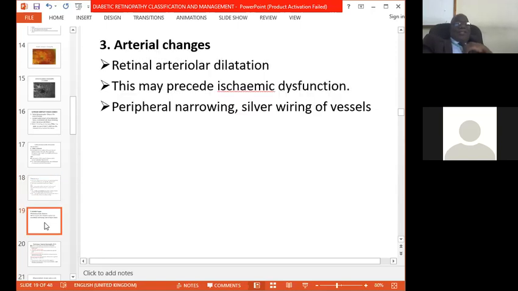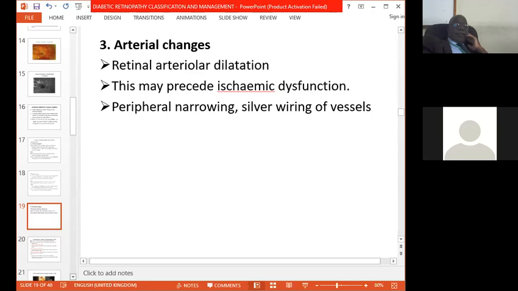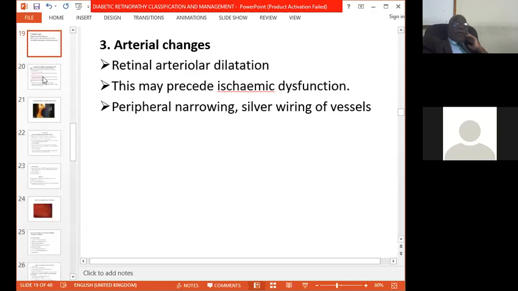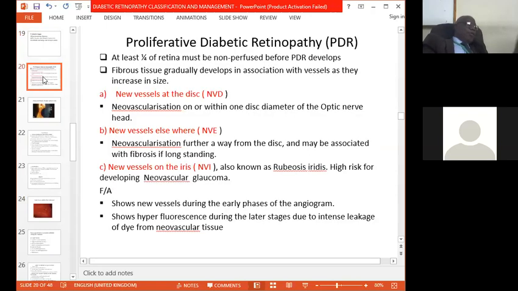Arterial changes. You have retinal arteriolar dilatation. This may precede ischemic dysfunction, and you have peripheral narrowing, silver wiring of the vessels. What we're talking about is pre-proliferative. From pre-proliferative, you go now into actual proliferative diabetic retinopathy.